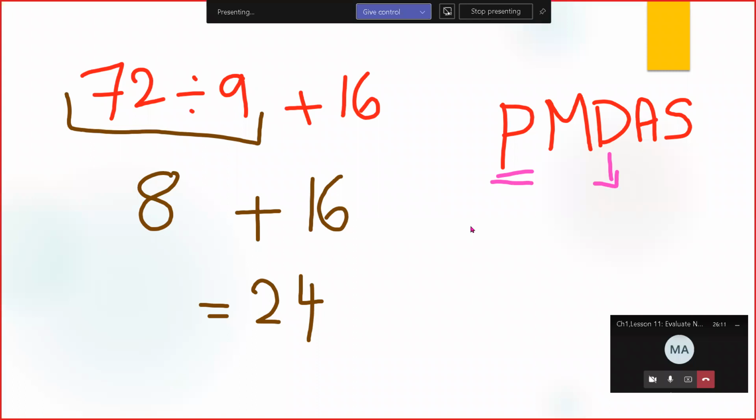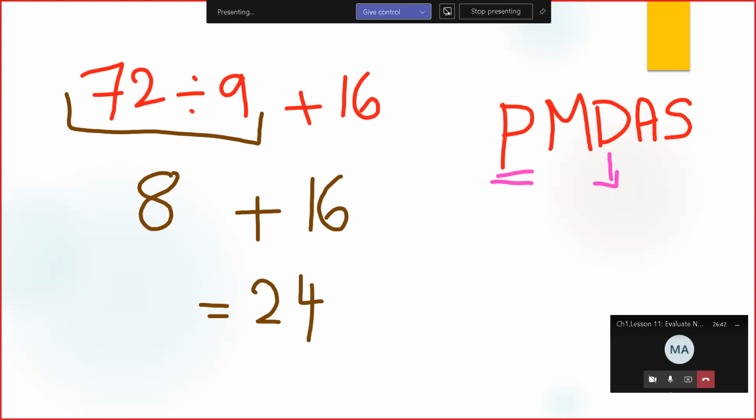Here for the numerical expressions, such as 72 divided by 9 plus 16, what do we have? We have a lot of numbers, and there's an operation sign between them. Where should I start? Should I divide first, or shall I add, or shall I subtract? What is the first step that I should do? We have an order for the operations.